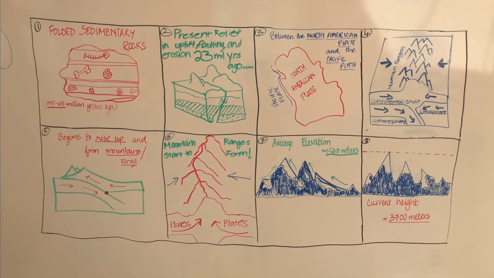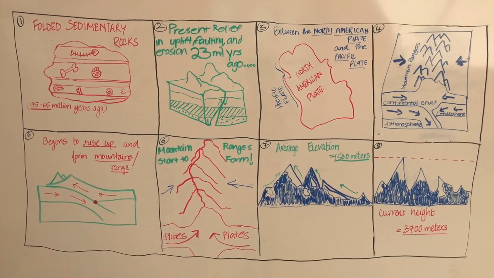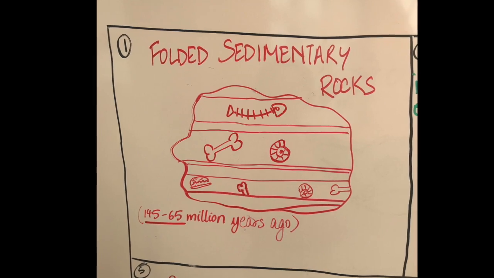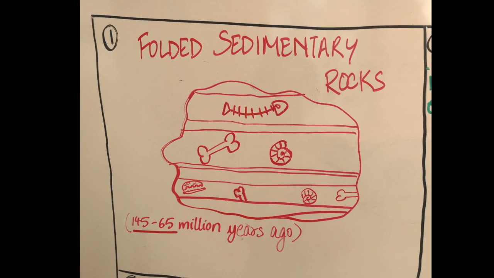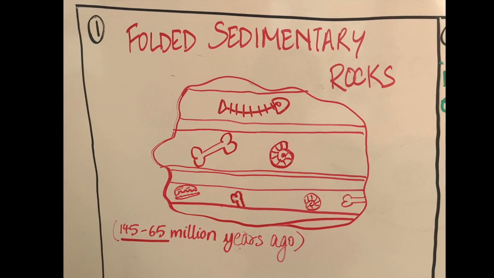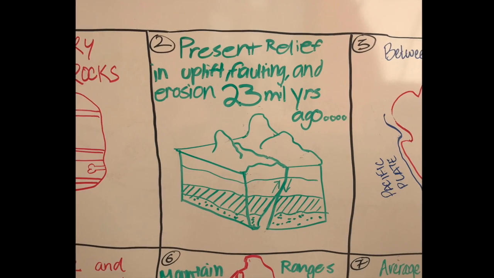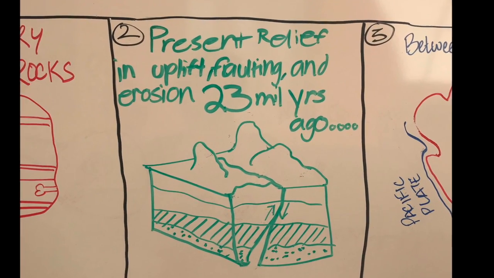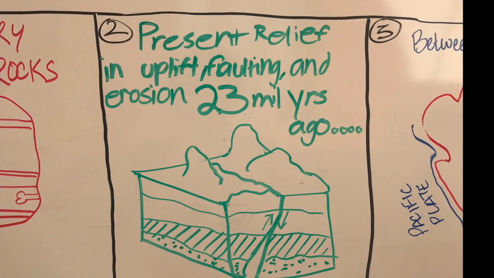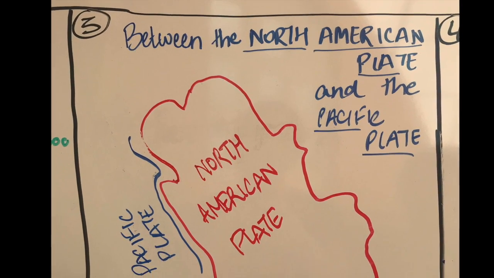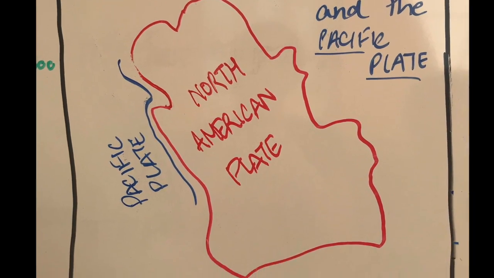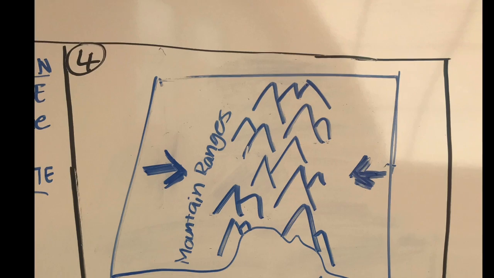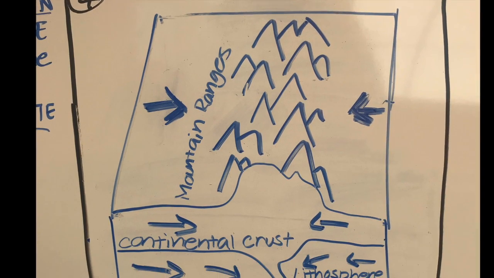Here we're going to present you a storyboard of the formation of the Sierra Madre Oriental. First, it's composed largely of folded sedimentary rocks of the Cretaceous period. Second, we're going to present the relief to uplift, faulting, and erosion since about 23 million years ago. Third, it's between the Pacific and the North American plate of the world. And it was made by convergent plates.